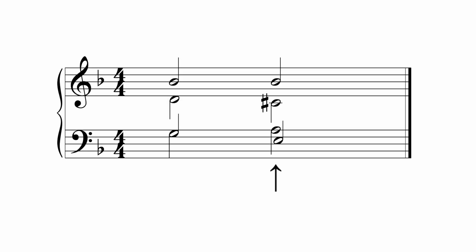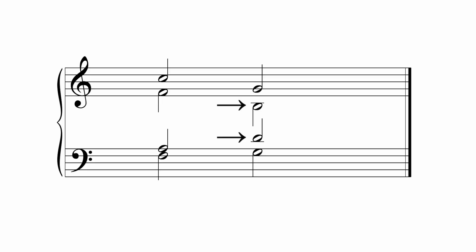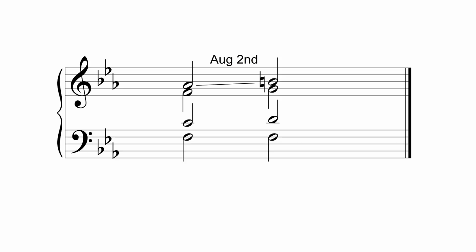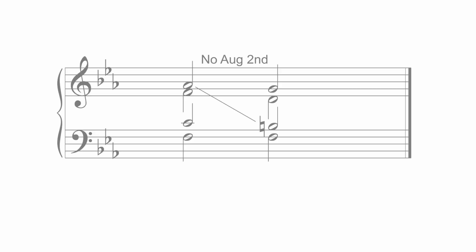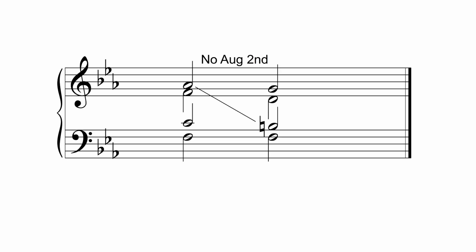Avoid voice crossing. Watch voice crossing between the alto and the tenor as it is harder to notice. Avoid the augmented second melodically when involved with a chord change. Here is an augmented second in the soprano melodically. To avoid the augmented second melodically, here is the correct way to voice the chord change.